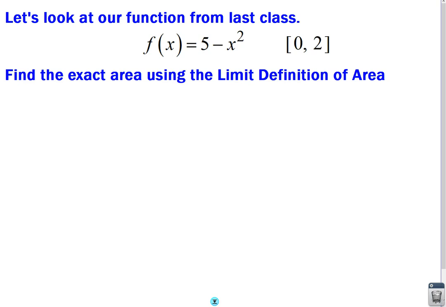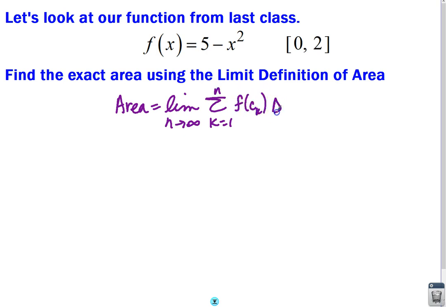The function we did last class was 5 minus x squared from 0 to 2. I want to find the exact area using the limit definition of area. Area is the limit as n approaches infinity of the sum from k equals 1 to n of f of c sub k delta x. If it helps, I would write this down a couple of times.